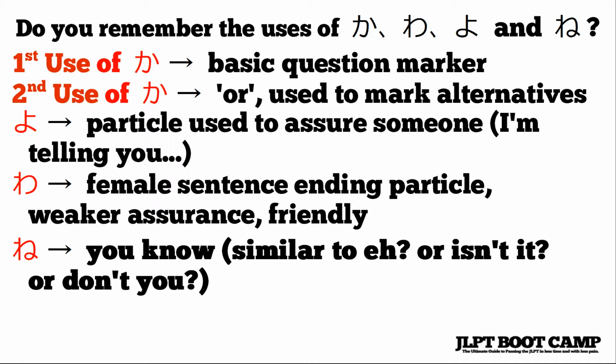And yo is a particle used to assure someone, I'm telling you, you're giving new information to someone about something, you're giving a warning or something. Wa is the female sentence ending particle. It's a little bit weaker assurance. It's friendly. It's meant to sound more feminine. And finally, ne. You know, it's similar to a, or isn't it, or don't you. And that's it. Try these particles out today in your daily conversation. Give them a try and practice them.